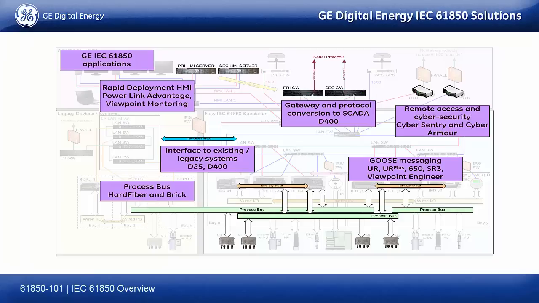And we have the hard fiber and the brick. We can interface the legacy devices using the D25 and the D400. If you want to do 61850 messaging, the D25 will do GOOSE messaging, and the D400 does client server. GOOSE messaging is coming in the D400 as well. So we can interface the rest of our substation and old devices that support different SCADA protocols like Modbus and older ones. We can interface with the D25, right? Gateway and protocol conversion to SCADA using the D400, which has great 61850 capabilities and configuration, right?